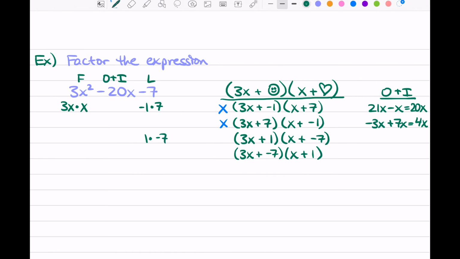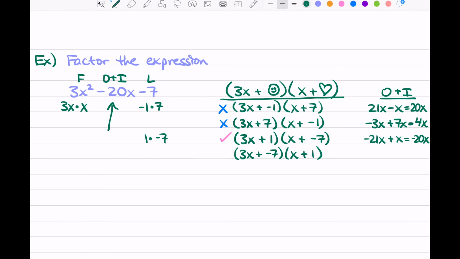In our first option, we have O is negative 7 times 3x, or negative 21x, plus 1 times x, which is plus x. That gives us negative 20x. And that's what we want. We were looking for our O plus I to be negative 20x. So we found our answer. We don't even need to check our final option here because we found what we wanted. We found the correct puzzle piece. So we don't have to try another one.